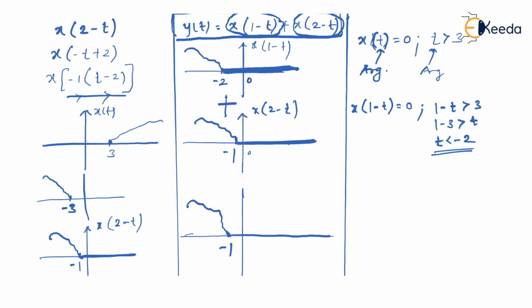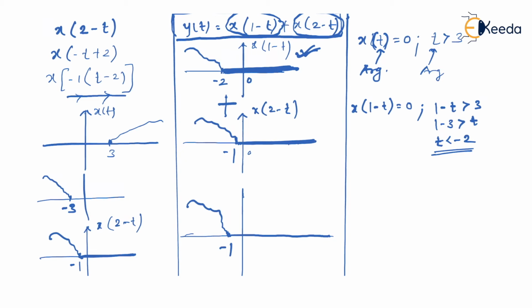So as you can see here, and you can confirm, x of 1 minus t was 0 for t less than minus 2. I'm talking about this figure. You can confirm. So without drawing so many things and making it unnecessarily lengthy, you can use this trick.